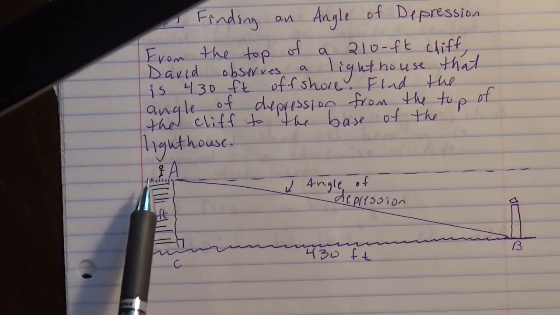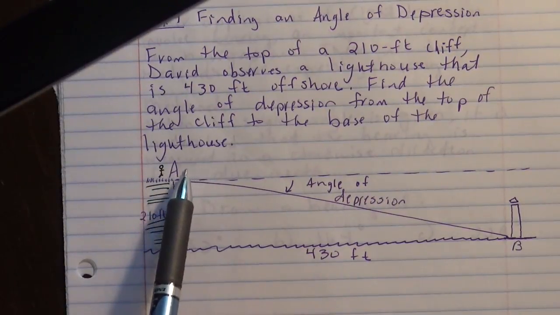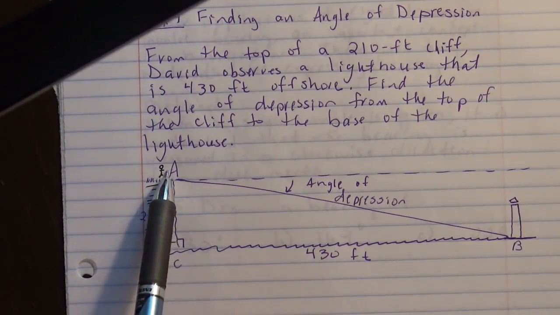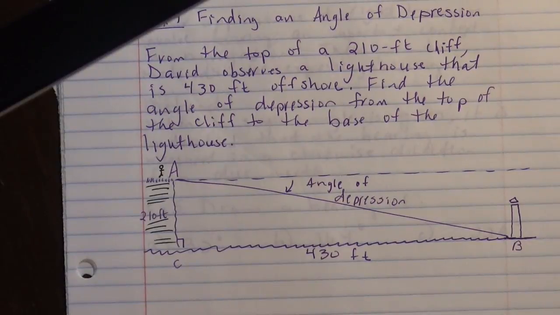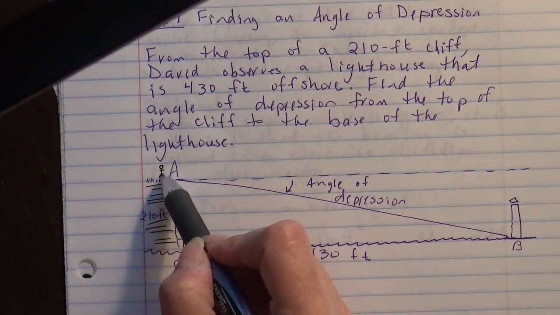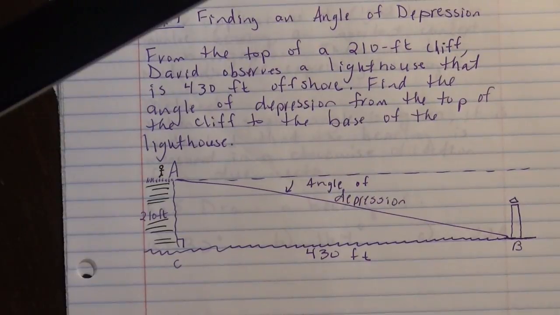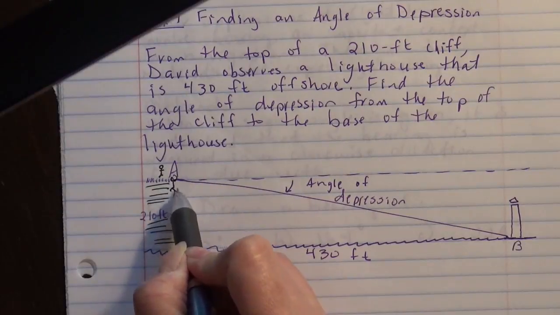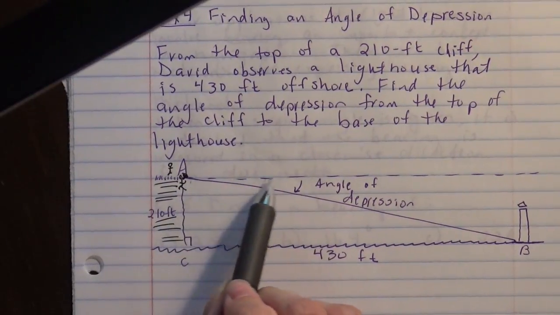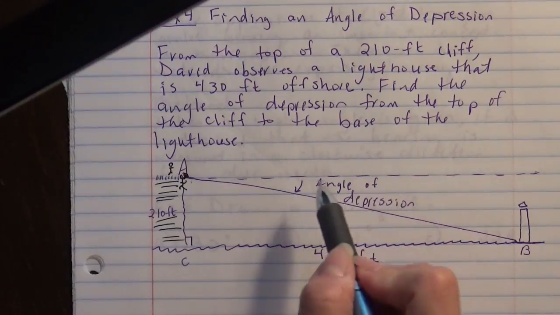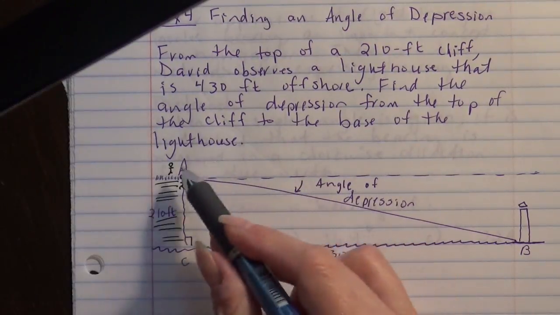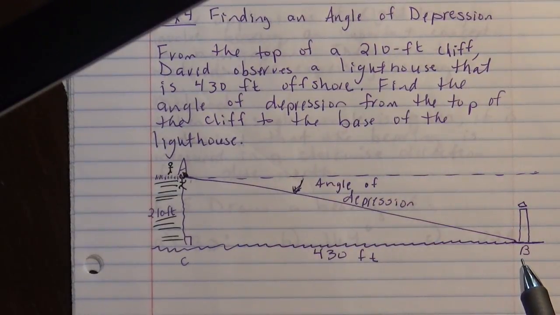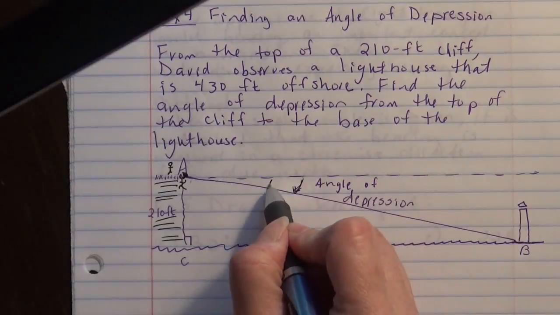So remember, the angle of depression is measured from his line of sight. I should have drawn this a little bit better, because in my picture I didn't account for David's height, but that's okay. We're going from where his eyes should be over here, so maybe I should draw him like this. Here's his eyes. Here's his line of sight here. We want to find the angle of depression that's formed from him looking down to the lighthouse. So that's the angle that we need. We'll call that theta.